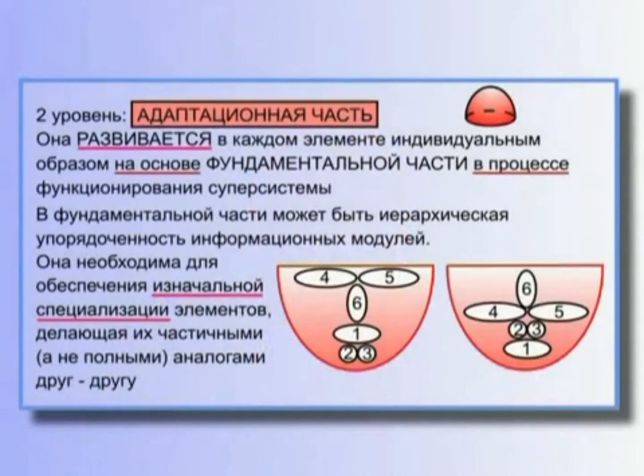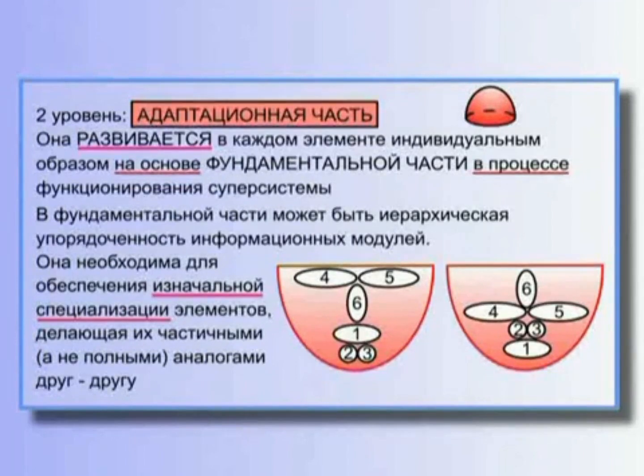So what comes next? In the fundamental part, there may be a hierarchical ordering of information modules. Here in these pictures, the information modules are presented. Small ones, you see, these modules, 1, 2, 3, 4, 5, 6. This means it is necessary for providing the initial specific specialization of the elements that are part of the supersystem. So, an example of such specialization is the division of the elements of the supersystem by gender.